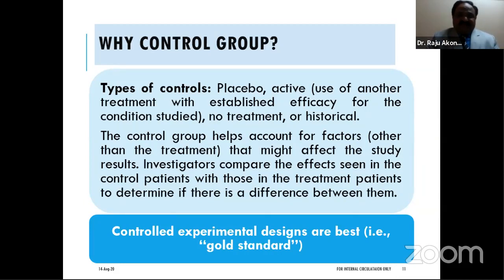Now you need to understand what type of control they used in the clinical research. First of all, what is the type of study design they had? Is it descriptive, observational, or the experimental study? If it is experimental, is it a controlled experimental design or not? You need to identify. If it is a controlled experiment, what type of control did they use? Is it a placebo control or an active control? A no treatment control or a historical control, right? So basically controlled experimental designs are considered the best, right? You need to keep this in mind.